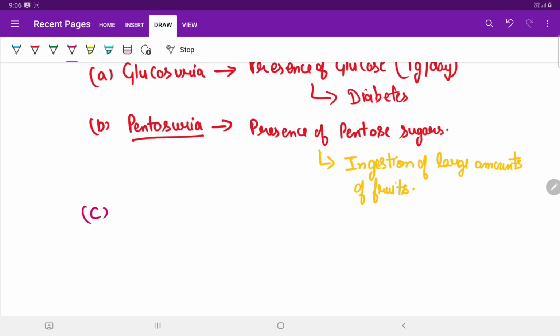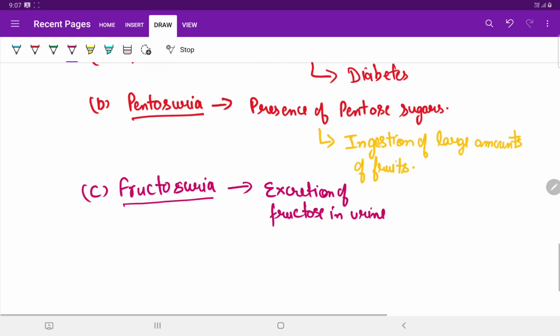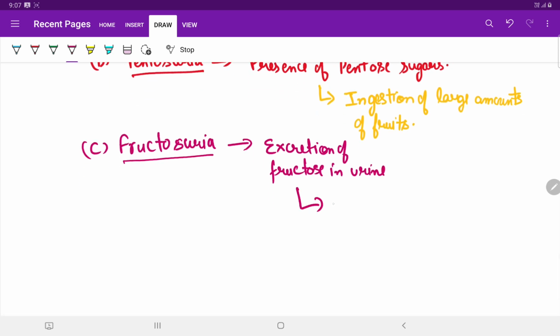So next is fructosuria. In fructosuria, there is excretion of fructose in urine, and it is an indicator for a very rare metabolic defect in the liver.